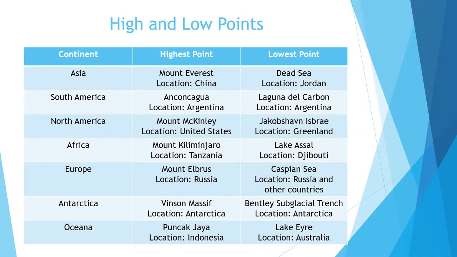And the lowest point in Asia is the Dead Sea. Now remember, the lowest points will represent the seas and the oceans. Asia's lowest point we'll find in Jordan. That's where the location is. The Dead Sea is found in Jordan. So you can go through this. It is in your textbook as well. Have a look at some of this important information. It's good to know this stuff.